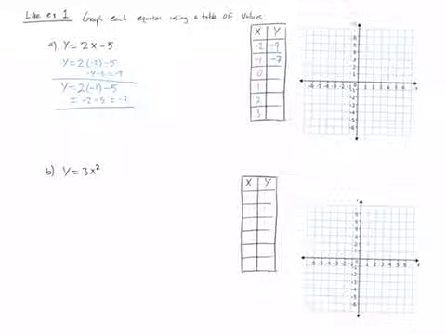Let's try 0. y is equal to 2 times 0 minus 5. That's just equal to 0 minus 5, which is equal to -5. Next, y is equal to 2 times 1 minus 5. It's equal to 2 minus 5, which is equal to -3.